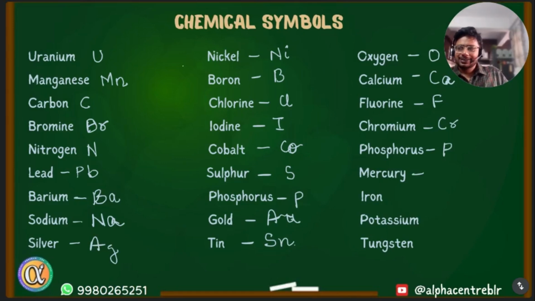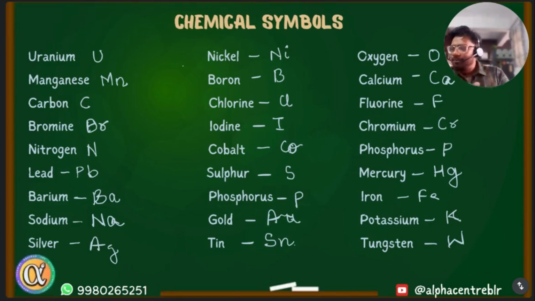Mercury. Hg. Hg is for mercury. Very good. Iron. Fe. Yes. Potassium. K, sir. Okay, final, tungsten. W. Good. Who said that? Yashasvi. Okay, very good. So all of you are familiar with the symbols of the elements which we discussed here. Almost everything is important. Moving to the next part.